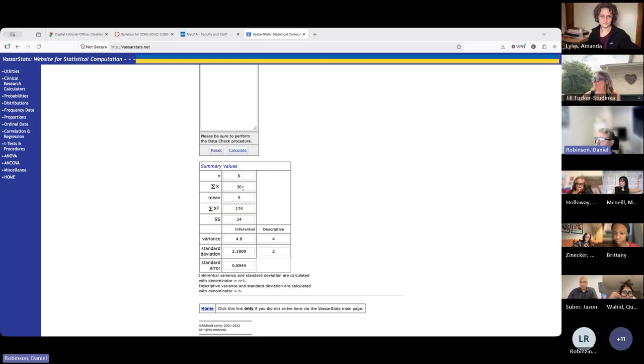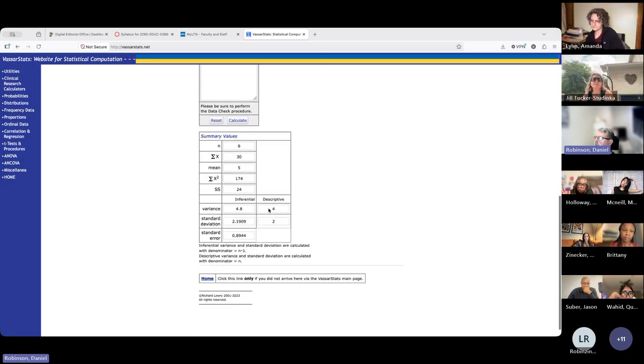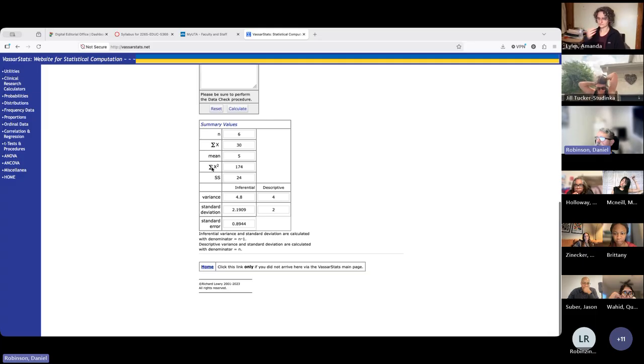That's the sum of the raw scores. N is 6, that's the number of scores. The mean is 5, which we came up with. Now, something we're never going to use in here, and I don't want you to be confused by this: this Greek letter, uppercase sigma, means sum. X is a raw score, and that superscript 2 means squared. That is the sum of the raw scores squared.